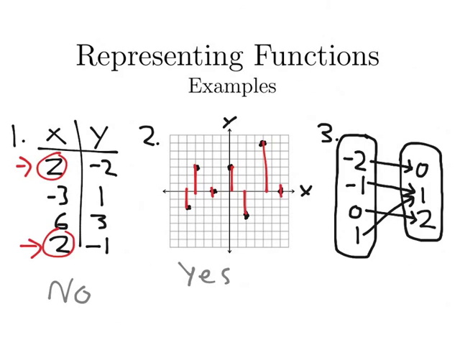For number 3, we have a map. And for a map, all we have to do is make sure that for every item in the domain, there's only one arrow coming from it. And this satisfies that. So this is a function.